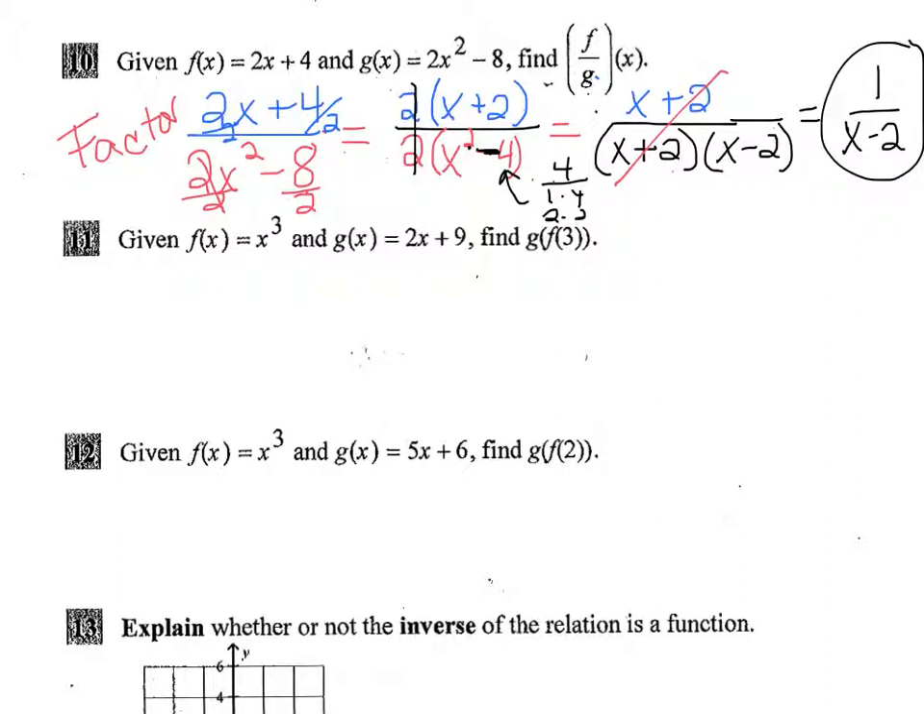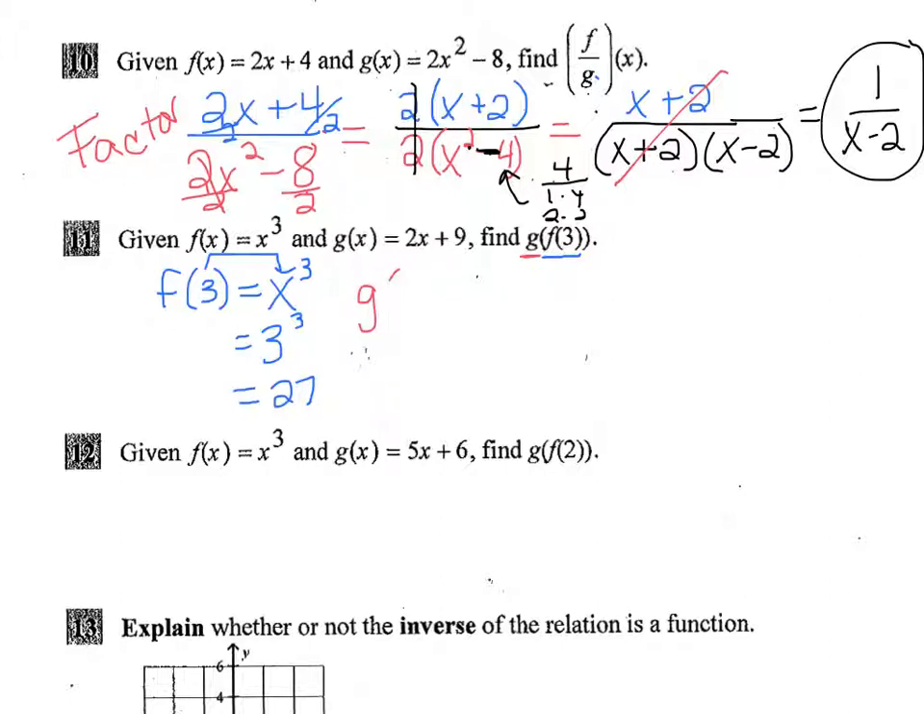Now number 11. Let's start and work from the inside out. So pay attention to which one you have to use first. We have to use the f function first. We're going to plug 3 into the f function. So the f function is x to the third. So we have to figure out what 3 to the third is. It's 27.